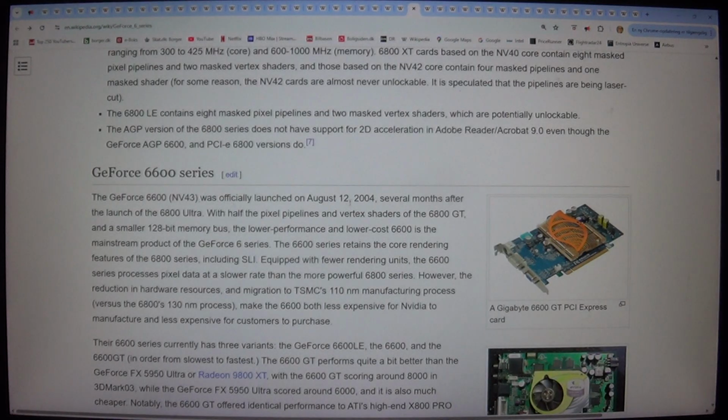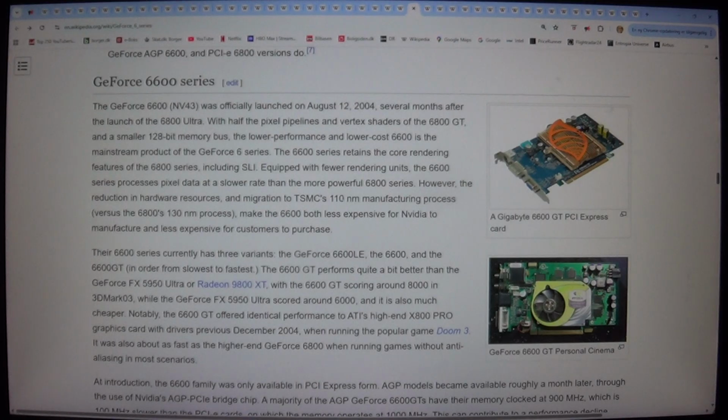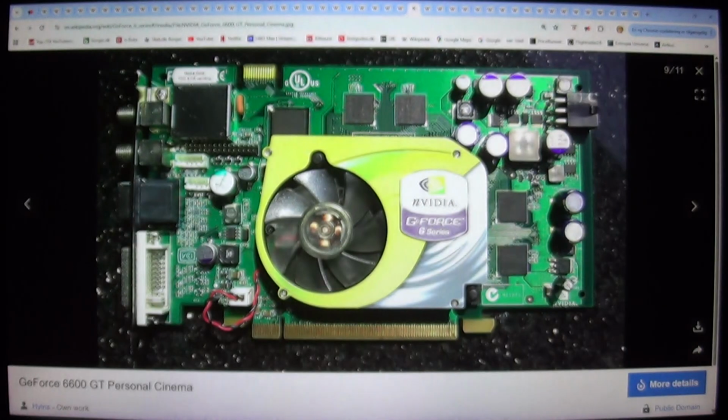7. The AGP version of the 6800 series does not have support for 2D acceleration in Adobe Reader/Acrobat 9.0, even though the GeForce AGP 6600 and PCIe 6800 versions do.